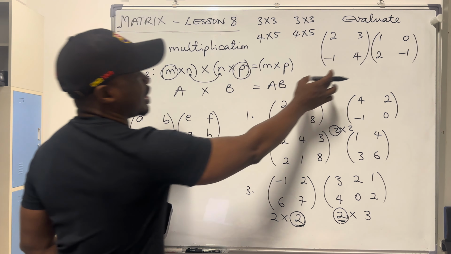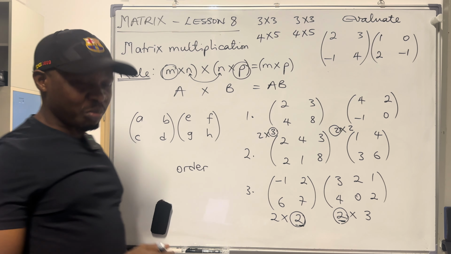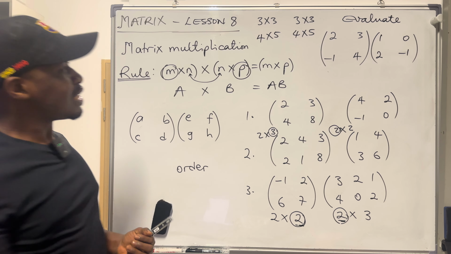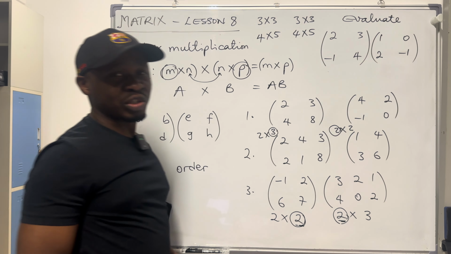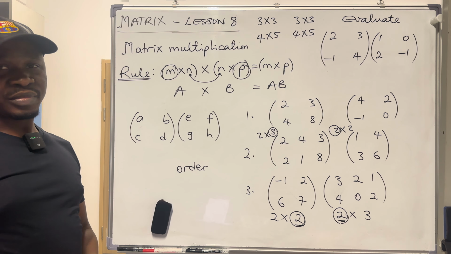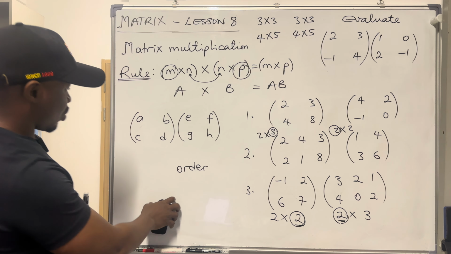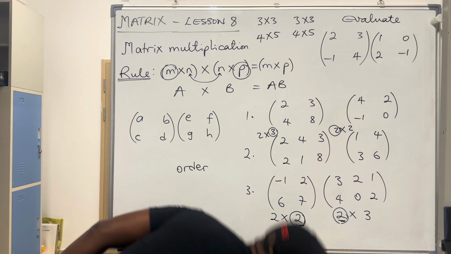Now, this one, is the multiplication possible? Yes, of course. This one is easy because this is a 2 by 2, this is a 2 by 2, and the result is also going to be 2 by 2. So, before we waste time, let's go.